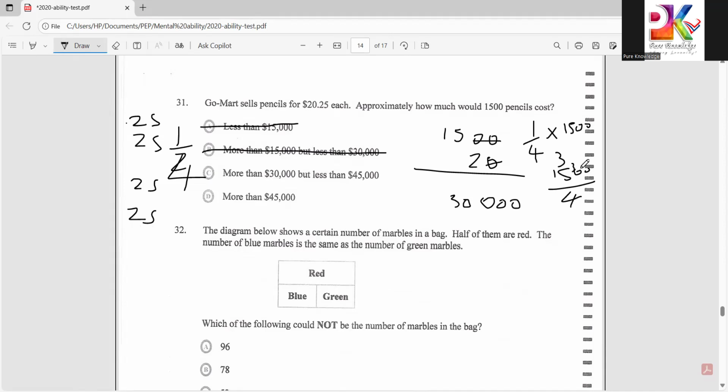4 into 30, that will give us 7, and 2 remainder. And 4 into 20 gives us 5. So that is 375. And then we're going to add the 375 to the 30,000, which would give us 30,375.